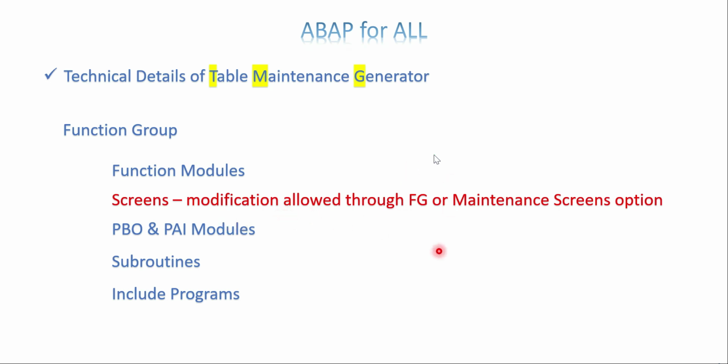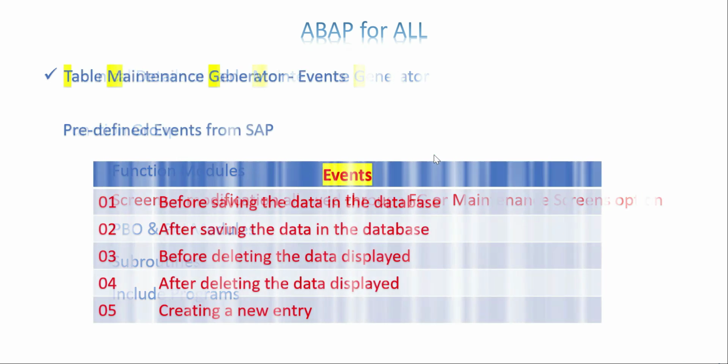Either go to the function group directly, you can go to the screen SE51 and layout and do that, or there is an option called maintenance screen option that is coming under the menu environment. Under that maintenance screen option, you are able to use that. Okay, so events are the place to write the code, and screens you are able to modify. Everything is under the Z custom one, right? You are able to do it.